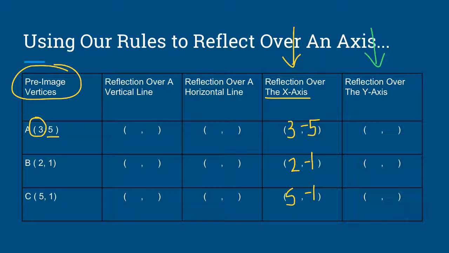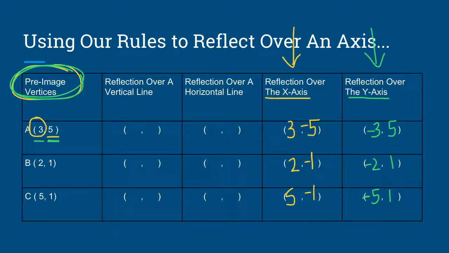So now we're going to do a reflection over the y-axis, still working with our pre-image. And our rule said when you go over the y-axis, the x becomes the opposite because you're moving left or right, and the y is unchanged. So this 3 is going to become a negative 3, and the 5 remains unchanged. I want you to pause and fill in the rest of that column and come back when you're ready for checking. Here are my answers.